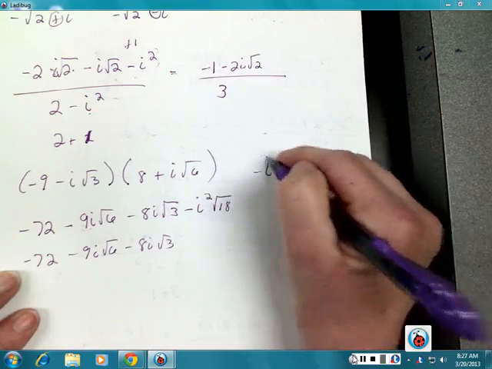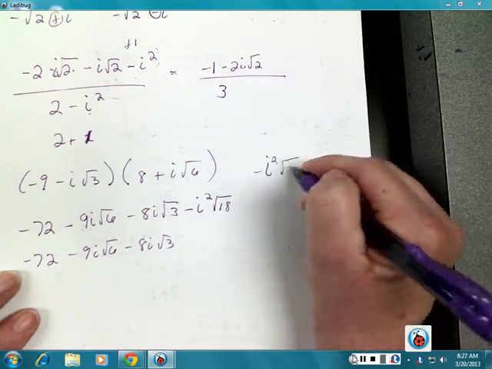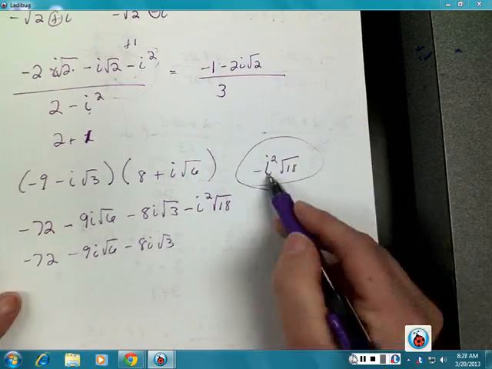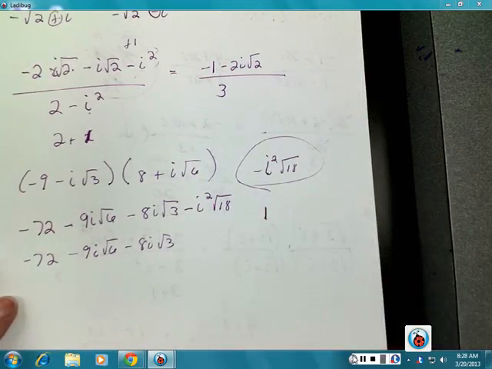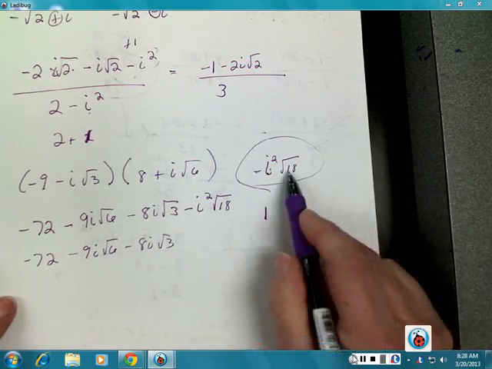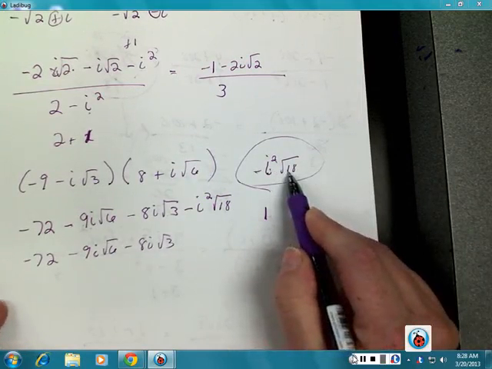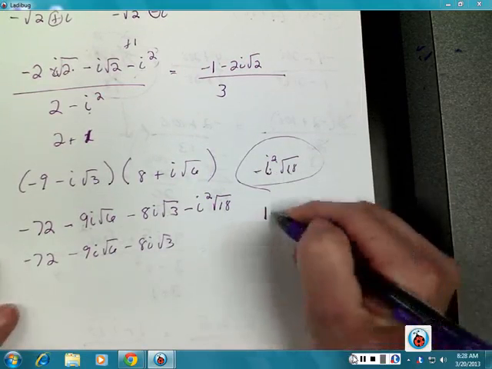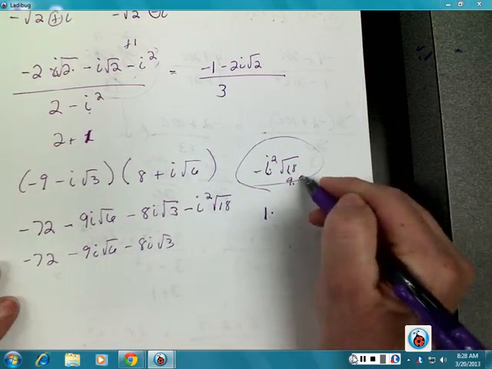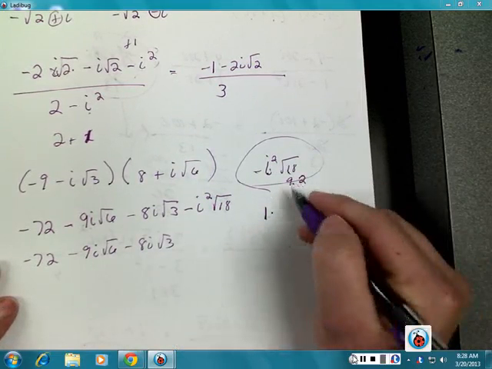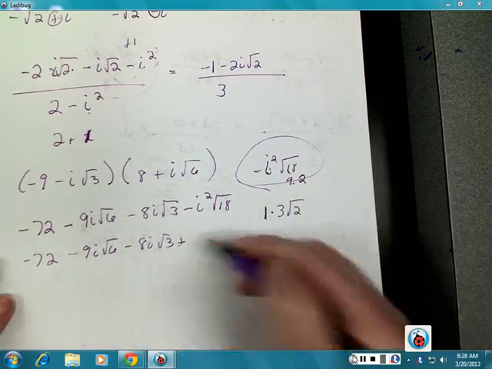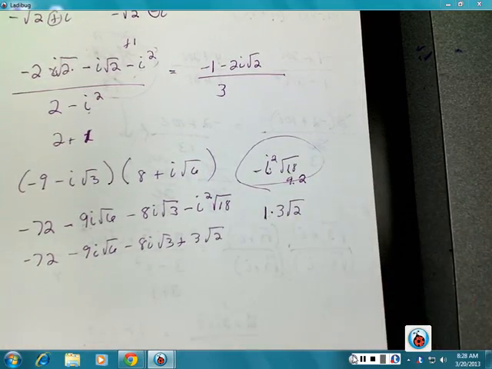So it's a negative i squared times the square root of 18, because it's not simplified all the way. This negative i squared is really negative 1 times a negative 1. Negative 1 times negative 1 is positive 1. But 18 isn't broken down completely, is it? What can I pull out of there? Well, 18 is made up of 9 times 2. So I could pull out a 3 and leave a square root of 2. So really I have plus 3 the square root of 2 in that location.